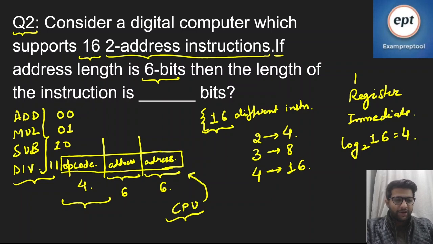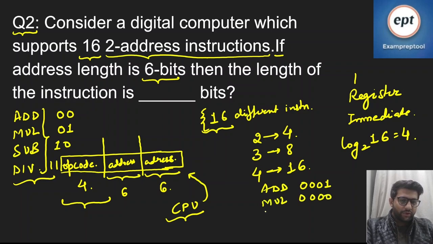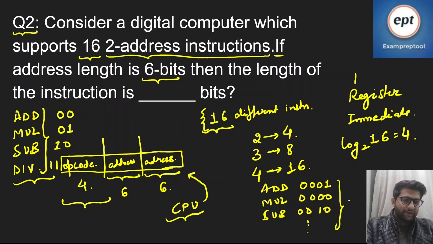So if we now require 16 different instructions, let's say 0001 represents the add instruction, then multiply by 0000, then subtract by 0010, and so on. Like this, 16 different values will be there for the opcode, right? I am explaining this clearly because I want you to be very confident in this particular topic.